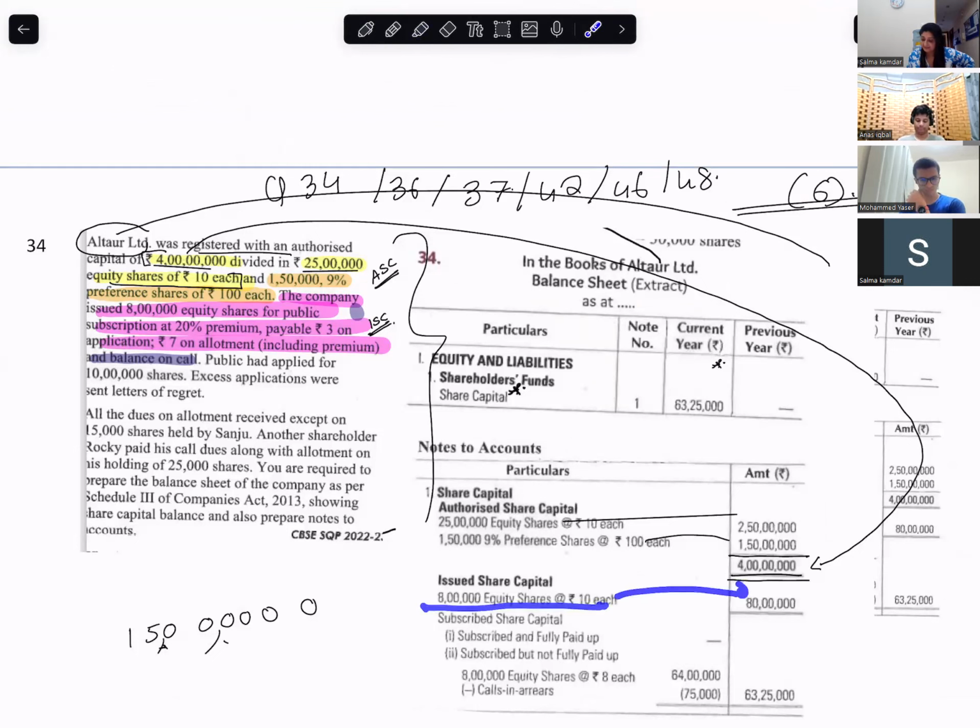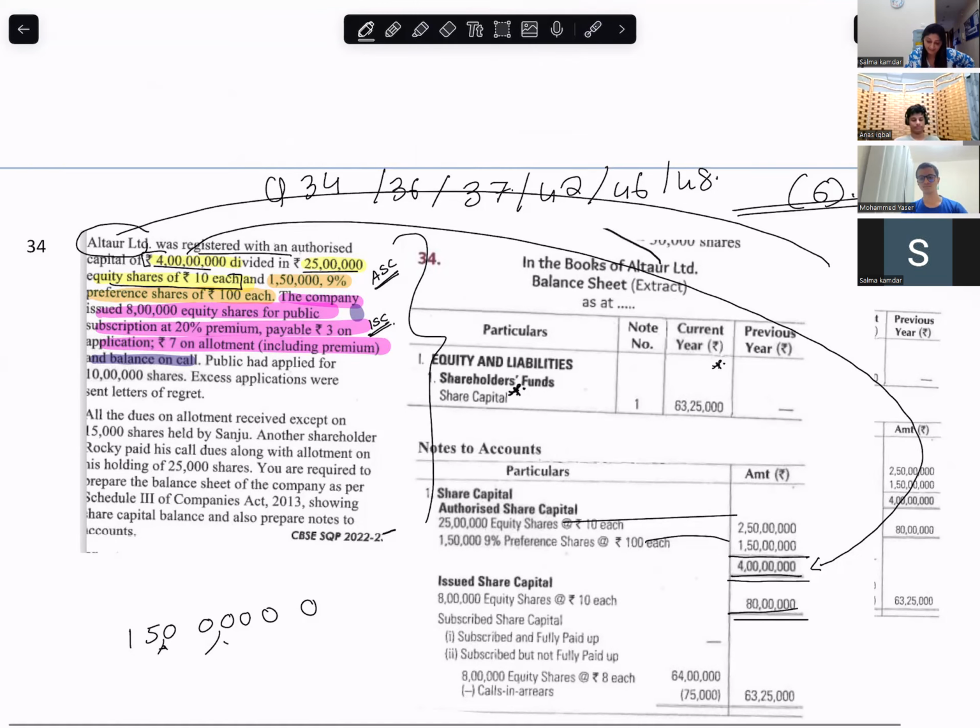80 lakh. Are you with me? Yes, ma'am. Yasir, are you with me? Yes, ma'am. And then double line. Are you with me? Yes, ma'am. Now subscribed capital.